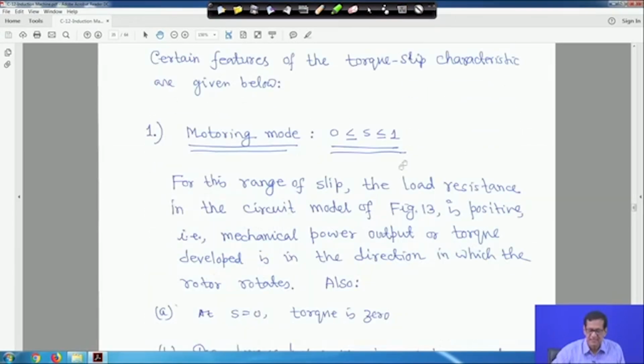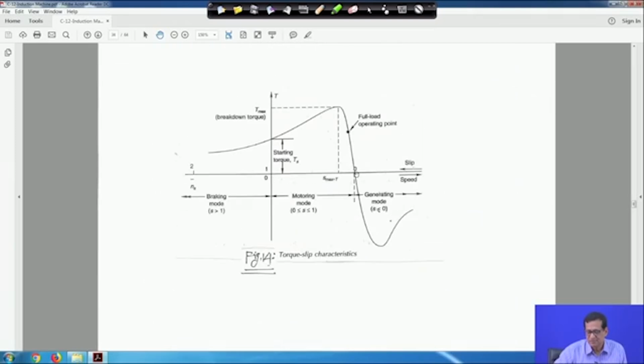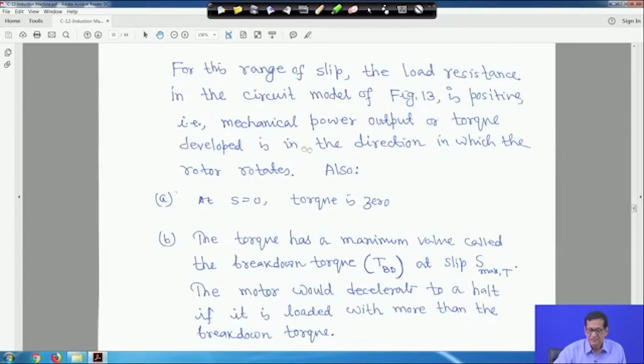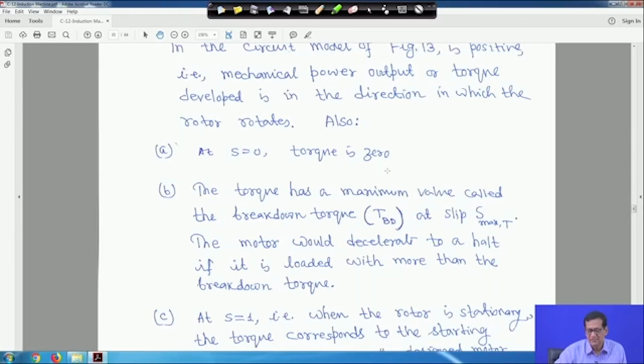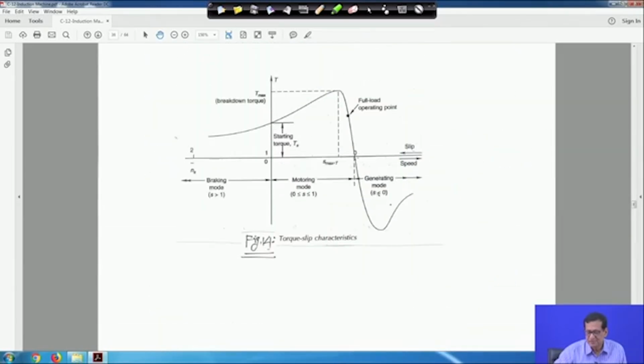That is why some write-up is here. In the motoring mode, slip will lie in between 0 and 1. From this diagram you see slip will lie in between 0 and here it is 1. For this range of slip, the load resistance in the circuit model, figure 13, is positive. Obviously, the mechanical power output or torque developed is in the direction in which the rotor rotates. Also, at S equal to 0, torque is 0. If you come here, this is my S equal to 0. At this point torque is 0, because this y axis is torque and this is the speed or slip.